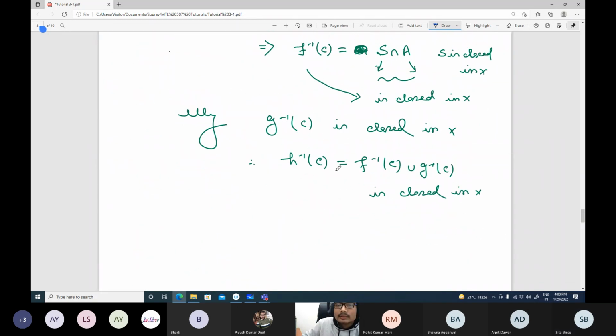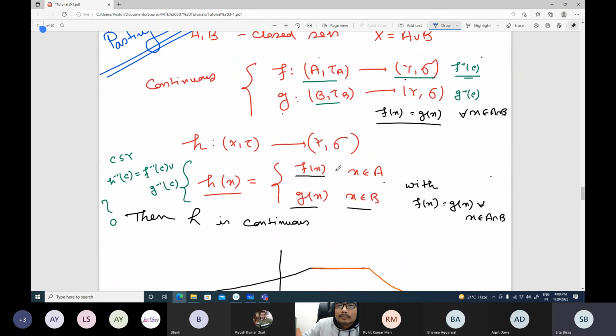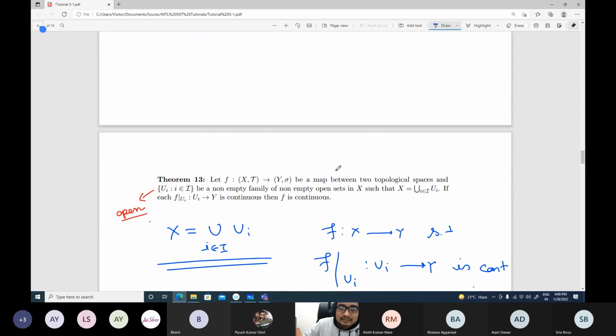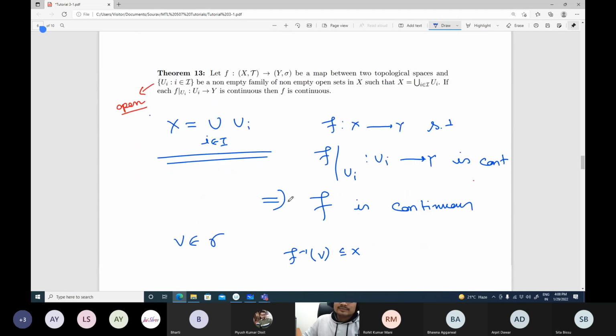Sir, if A and B are open, then does this lemma also hold? Yeah, that's what we did here, right? Here the collection was arbitrary. Go back and see, right?